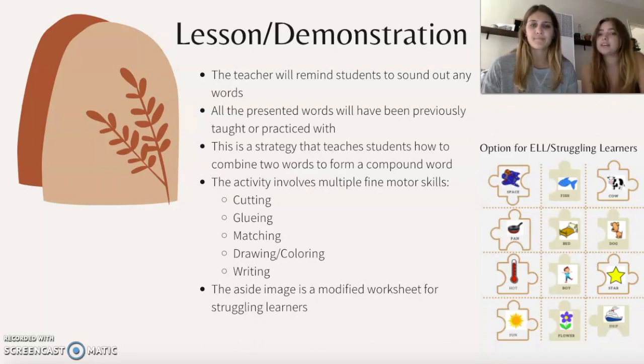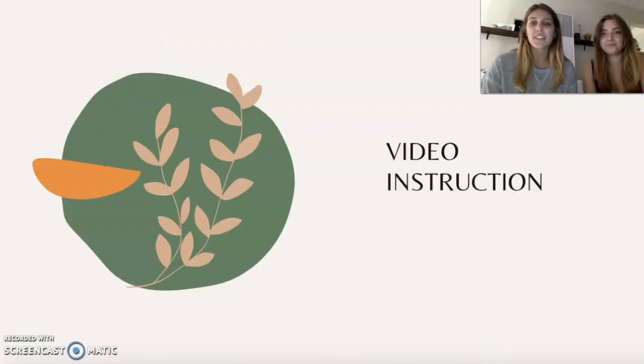And then the image on the side is a modified version of the worksheet for struggling learners, and it includes the word of the picture right below it on the puzzle. So then here's our video that's going to demonstrate exactly what we would do.